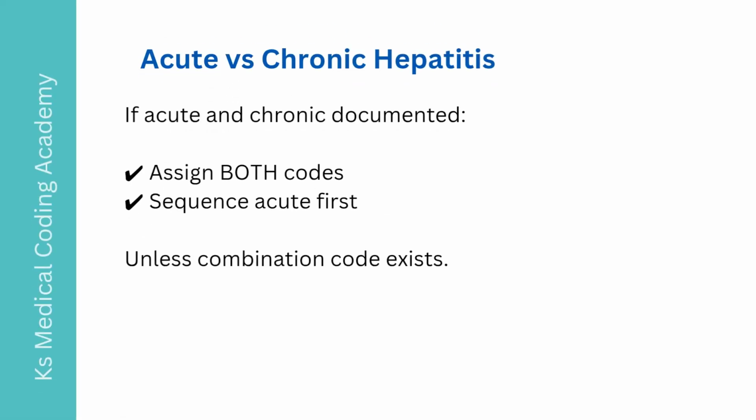Acute versus chronic hepatitis. When both acute and chronic hepatitis are documented, assign both codes. Sequence the acute condition first unless a combination code exists.